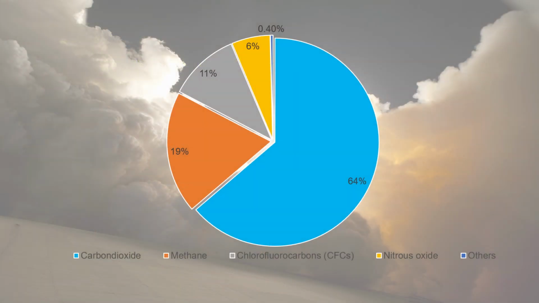If you see the contribution of the different greenhouse gases from the energy point of view, carbon dioxide is about 64%, methane is 19%, chlorofluorocarbons 11%, nitrous oxide 6%, and others only 0.4%.